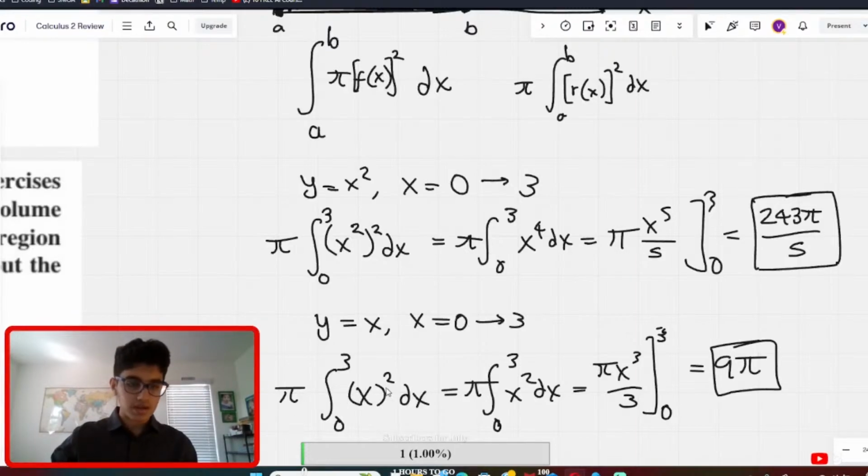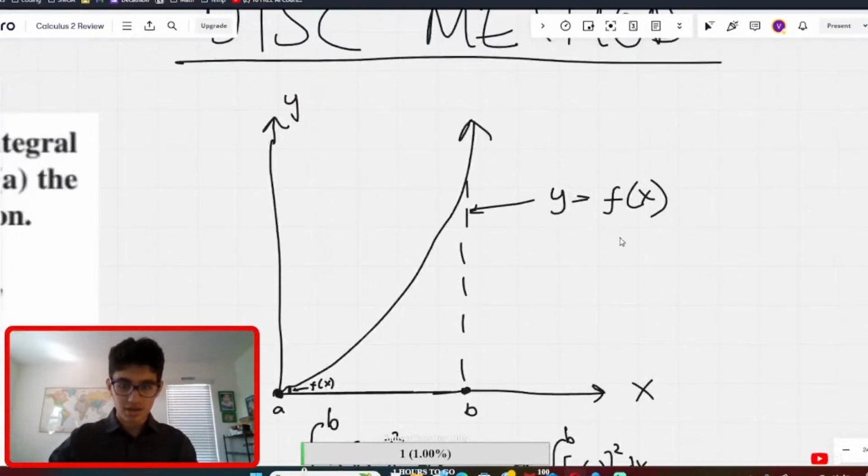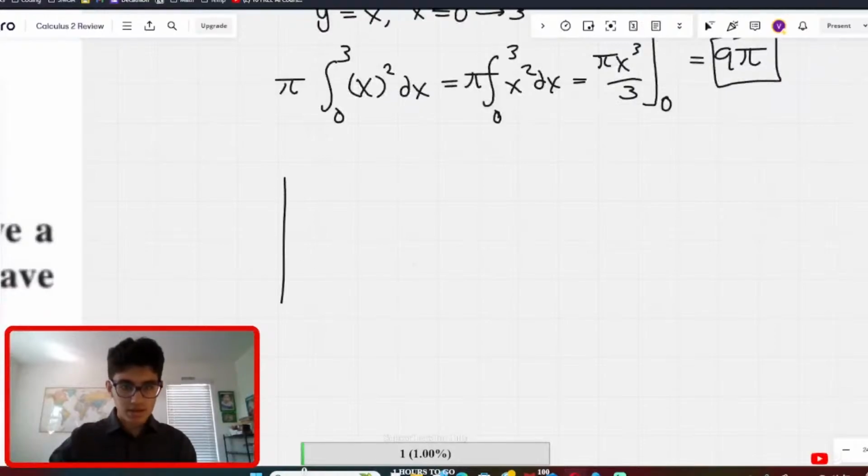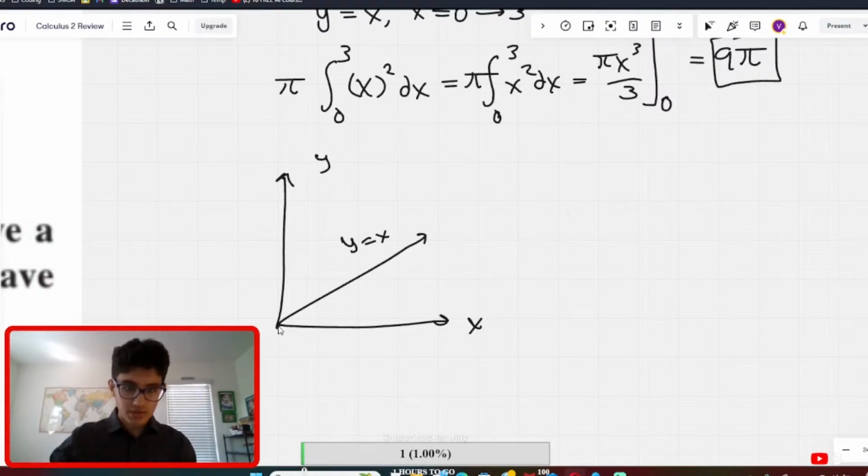But now note that since this is x, it's just a straight line, right? Let's quickly draw it out here. y equals x, that's this over here. This is the y-axis, this is the x-axis. And we're rotating it from 0 to 3. And we want to find the volume. If you rotate it, this is just going to be a cone, right? If this is 3, then obviously this is going to be the point 3, 3, since it's y equals x.